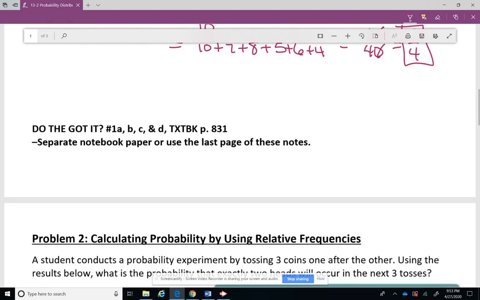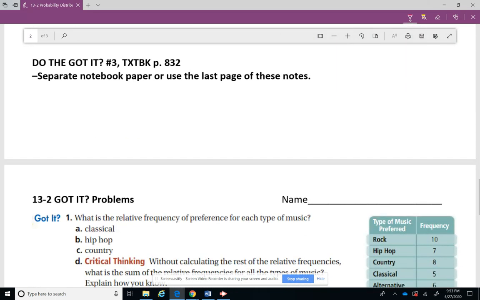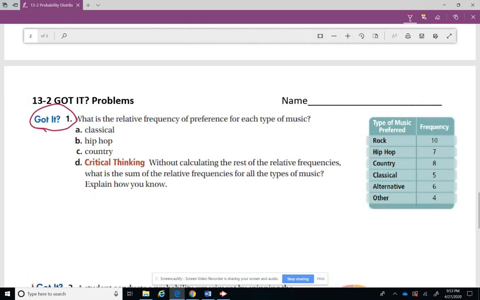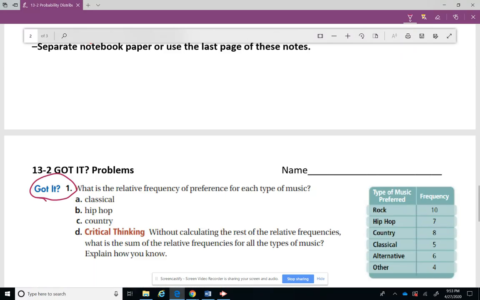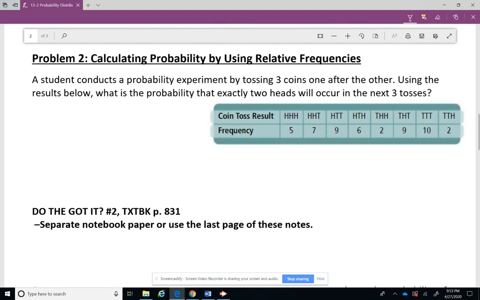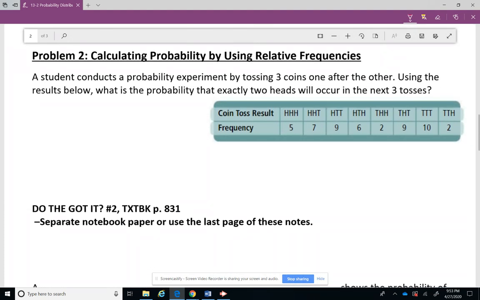Now you're going to do the got it problem number 1, A, B, C, and D, located on the next page, page 831. But what I did is I did like I did yesterday, and I have got it number 1 right here all set and ready for you. If you want to go do it right now, you could stop the video and go ahead and do it right now while you're in the mode of what a relative frequency is. I'm going to move on though, and we're going to go to the next page of your notes, problem 2. We're going to calculate the probability by using relative frequencies.